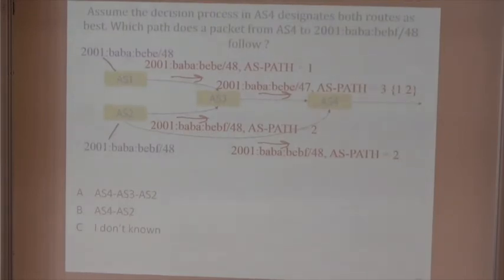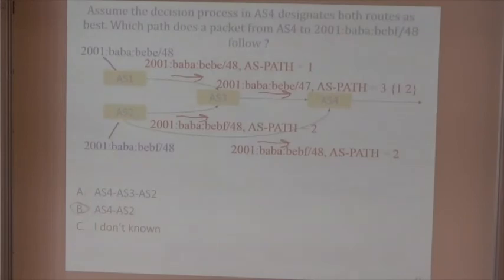I close the poll. And now the large majority says B, which is correct. It will follow the shortest path. Not because it is the shortest path, but because of what? Because of longest prefix match.